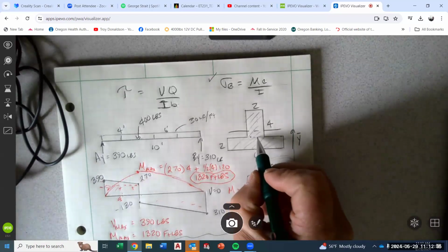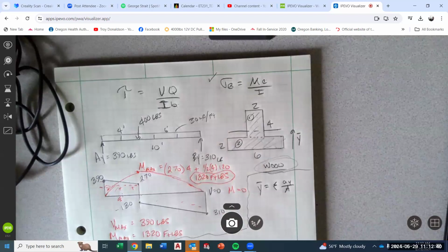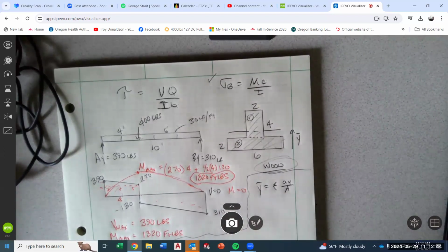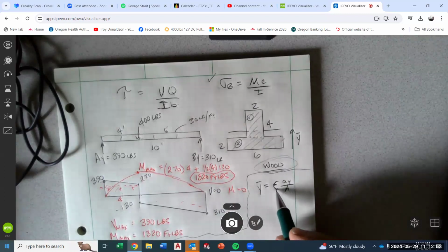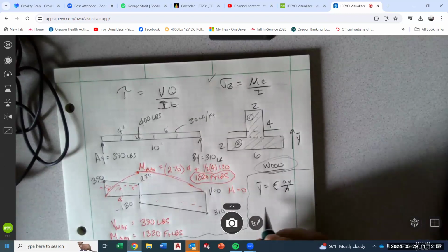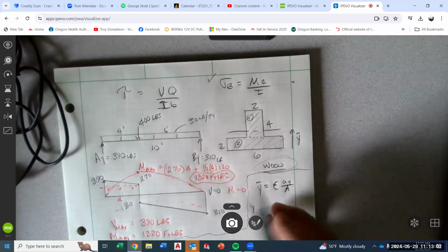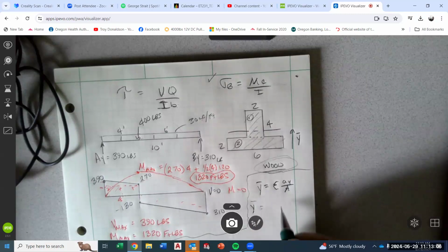Remember, you're going to have to break it into shapes. So I'll call this shape 1 and this shape 2. So then we need area of 1 and area of 2, y distance of 1 and y distance of 2. And we put it in the equation. Summation of A Y over A. So y bar is going to equal, and I'll probably just list it.